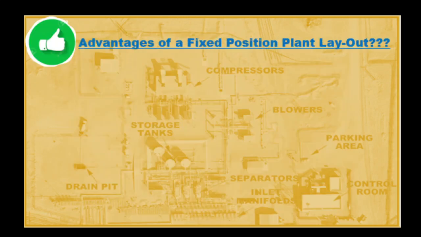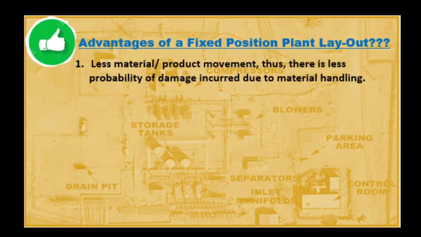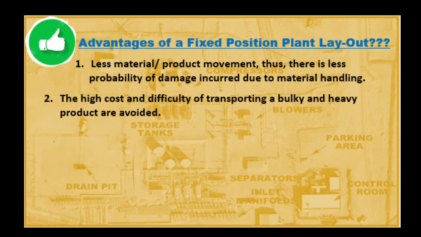Advantages of a fixed position plant layout. Number one, there is less material or product movement. Eventually, nababawasan yung probability na magkaroon ng damage yung tinutukoy nating finished products due to material handling. So, the high cost and difficulty of transporting a bulky and heavy product are avoided.